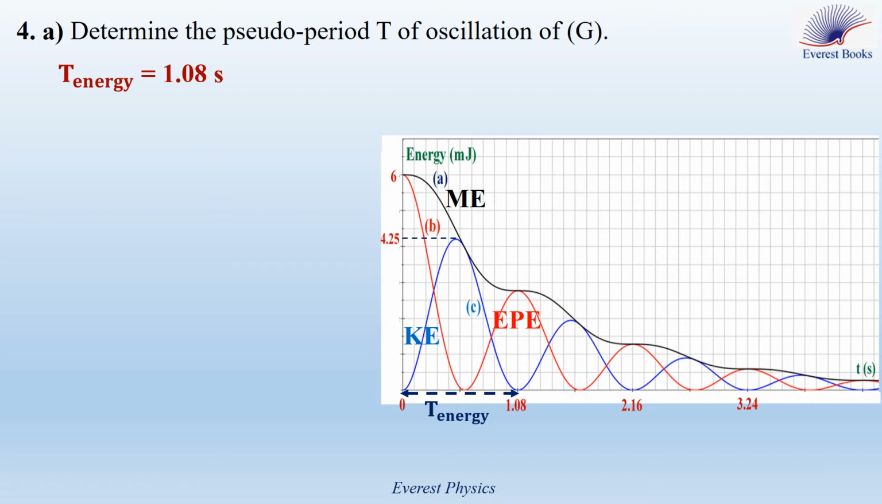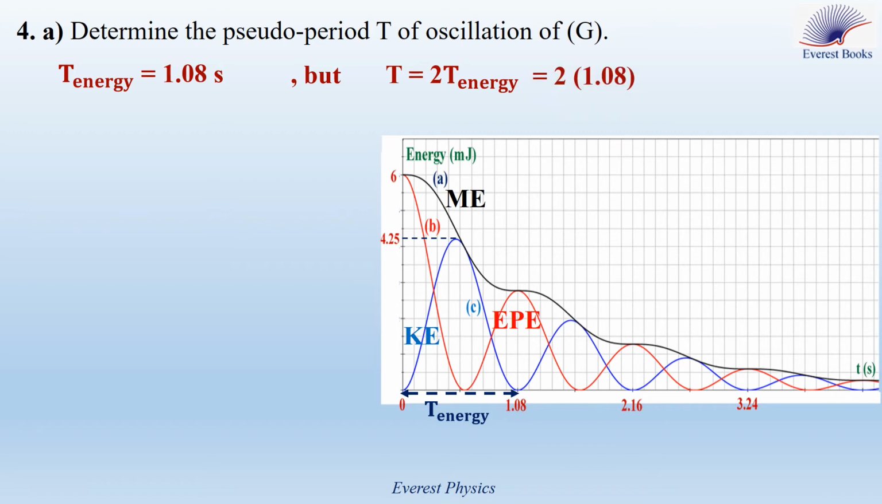But we want the pseudo-period of oscillation. We know that T pseudo is equal to 2 times T energy. This formula is discussed in a video in this channel whose title is Curves of Energy versus Abscissa and versus Time of a Simple Harmonic Motion.